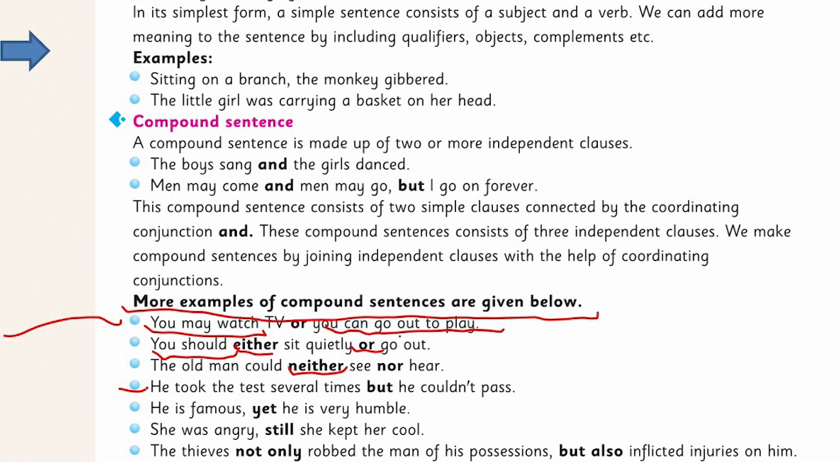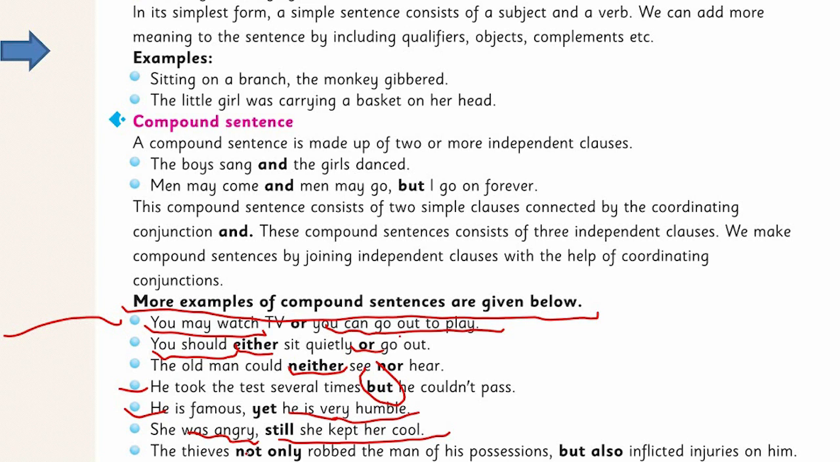He took the test several times but he couldn't pass. But is a coordinating conjunction here. He is a farmer yet he is very humble. She was very angry, still she kept her cool. Still is also a coordinating conjunction here. Look at the last one.